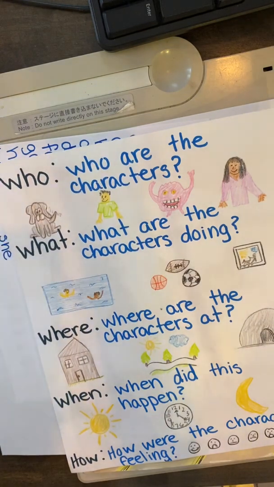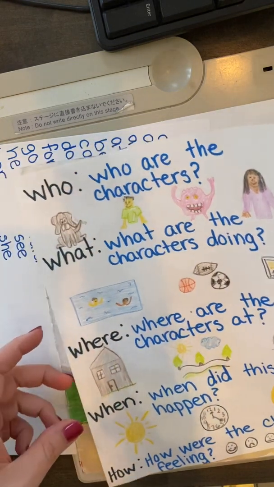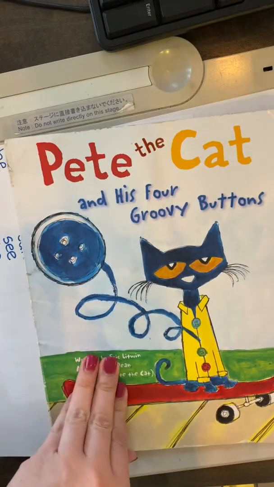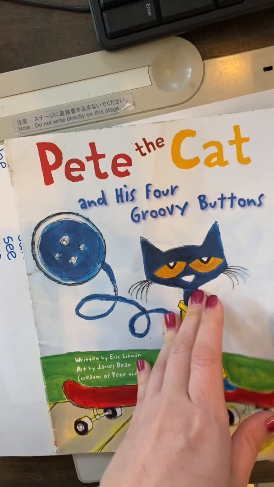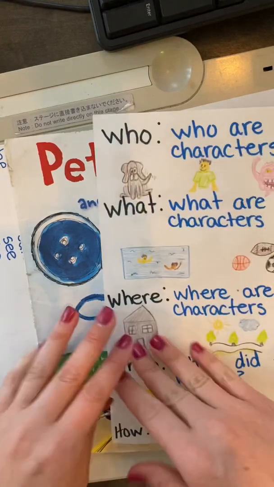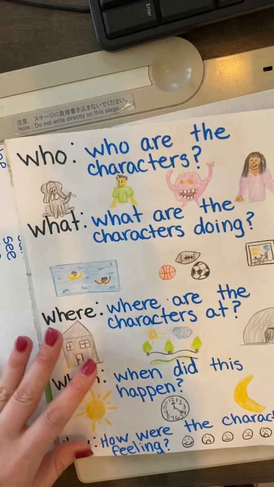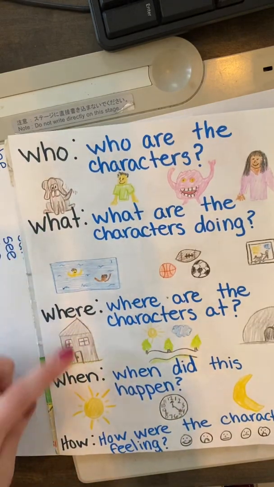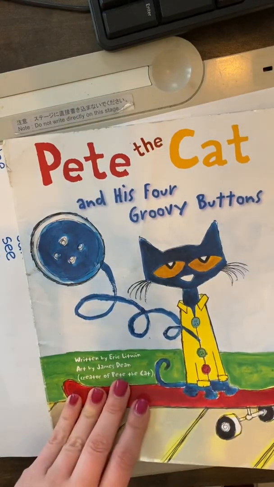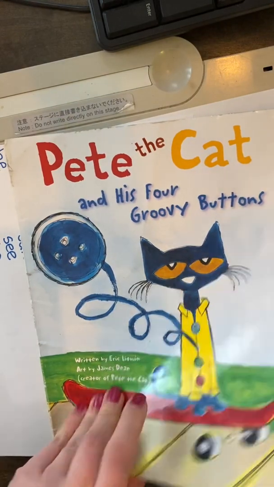So we're going to read another one of our favorites, and it's another Pete the Cat book. It's Pete the Cat and his 4 groovy buttons. So I'm going to go ahead and read this. As I'm reading, I want you to think what you can write about today for your who, your what, your where, your when, and your how. Okay? Pete the Cat and his 4 groovy buttons.